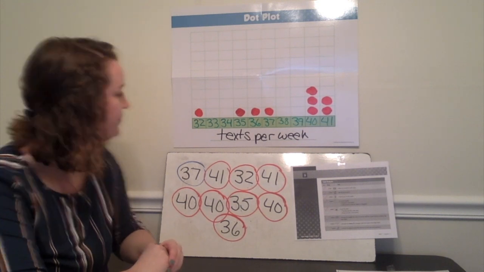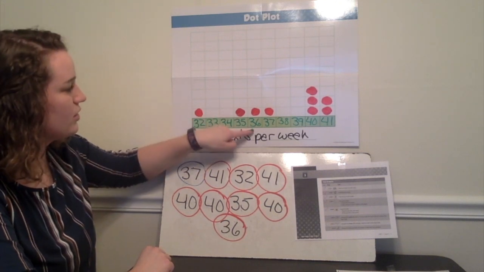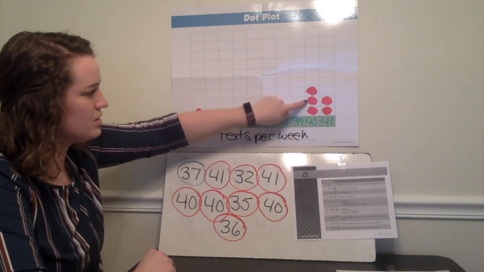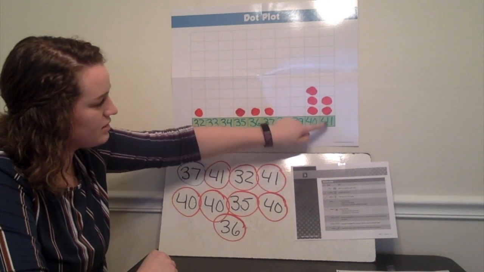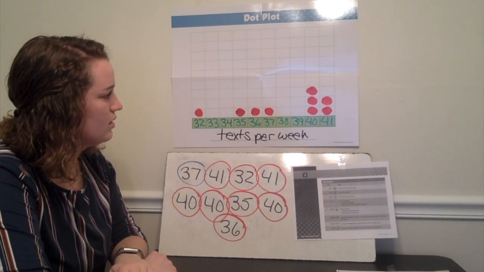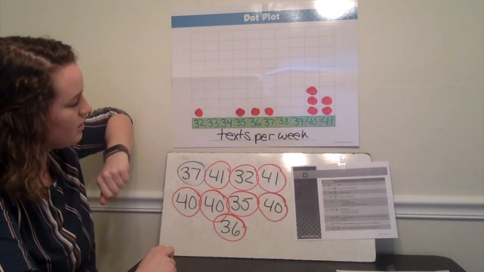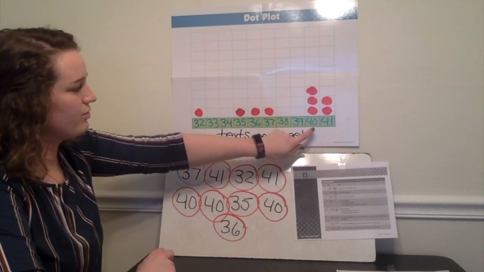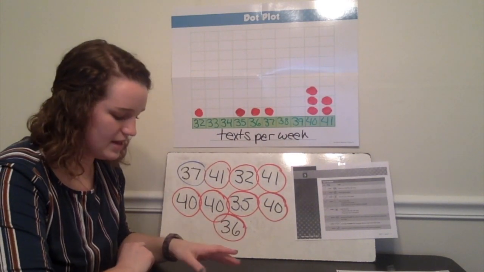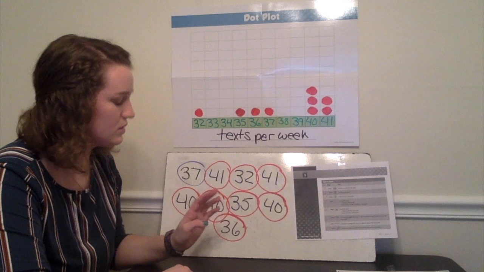Okay, what do you think? So we have 32 that has 1, 35 has 1, 36 has 1, 37 has 1, 40 has, let's count, 1, 2, 3. 41 has 1, 2. So which one has the most? Which one's the tallest? That'll tell you too. Okay? So our 40 here has 1, 2, 3. That's going to be our mode because that one has the most. Okay? So 40 is our mode.